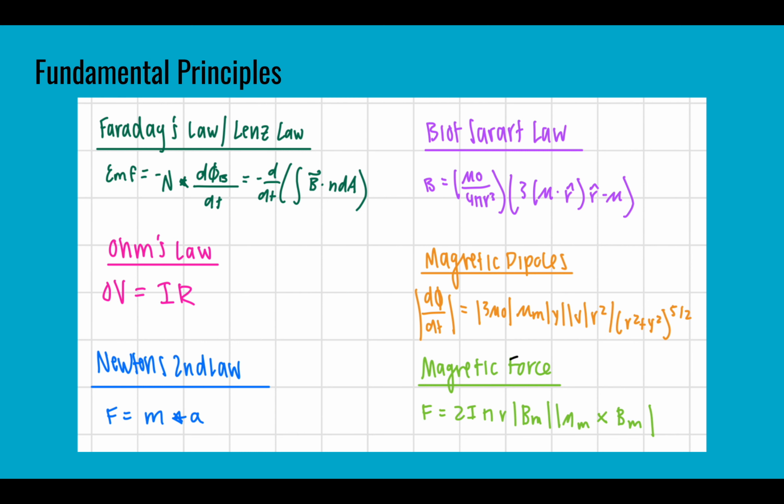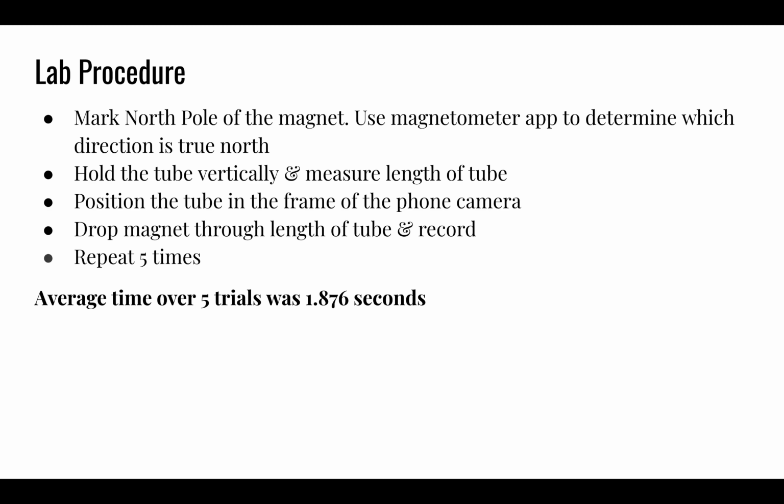With Ohm's law, the resistance of our conductor will influence the strength of our induced current, and with Newton's second law, the forces acting on the falling magnet, including gravity and the opposing electromagnetic damping force, will affect its acceleration. The Biot-Savart law, the magnetic dipole, and the magnetic force formulas will be used to find the magnetic force as well as the magnetic dipole values.